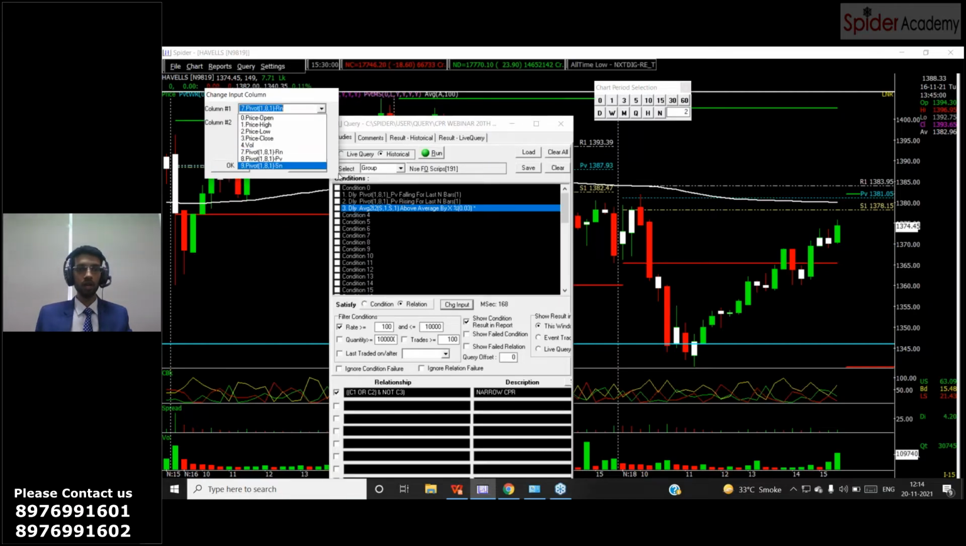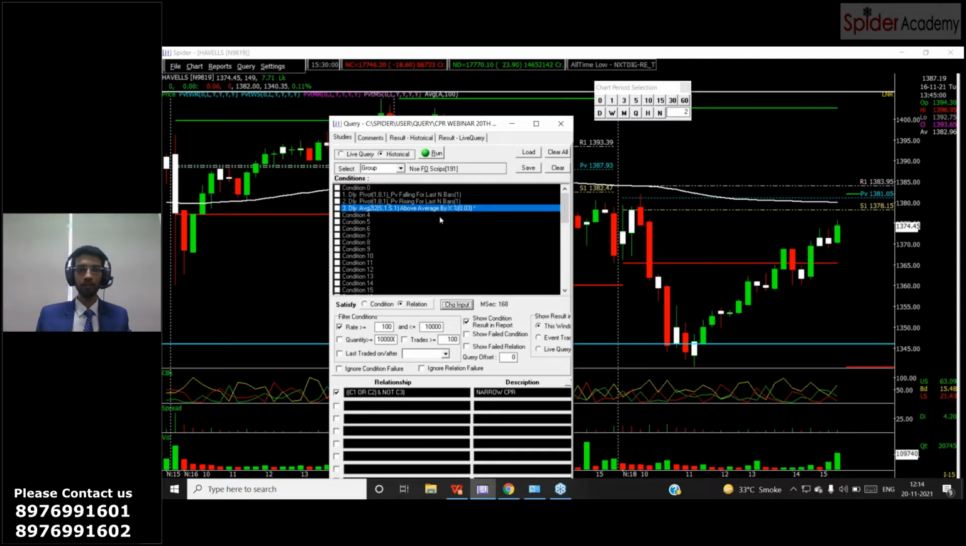Okay, if you want to compare any two indicators, first you have to add those indicators in the same time frame. If you are adding a daily time frame and you want to make a query on a weekly, it will not work, because when you change any indicator's input, you need the same time frame.